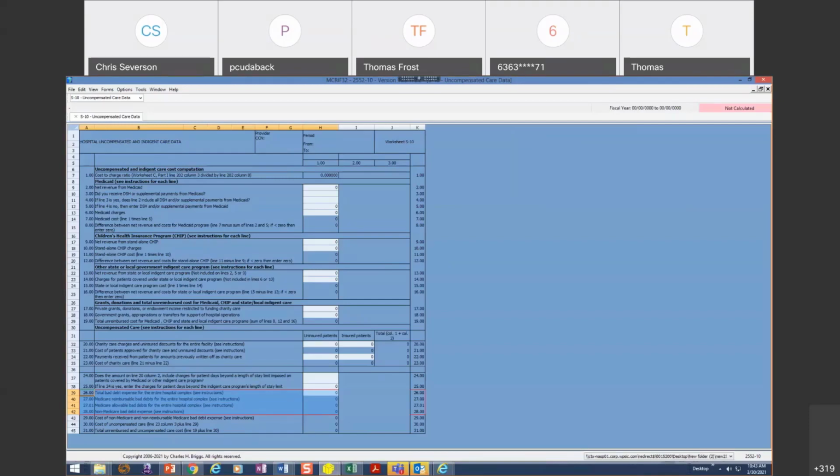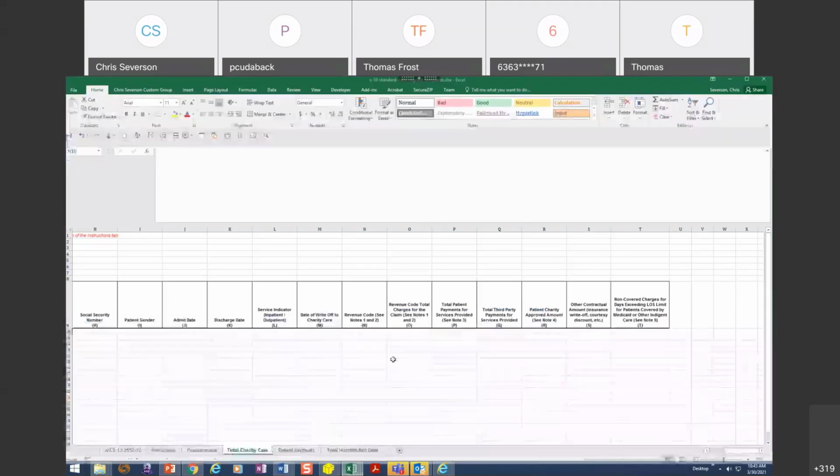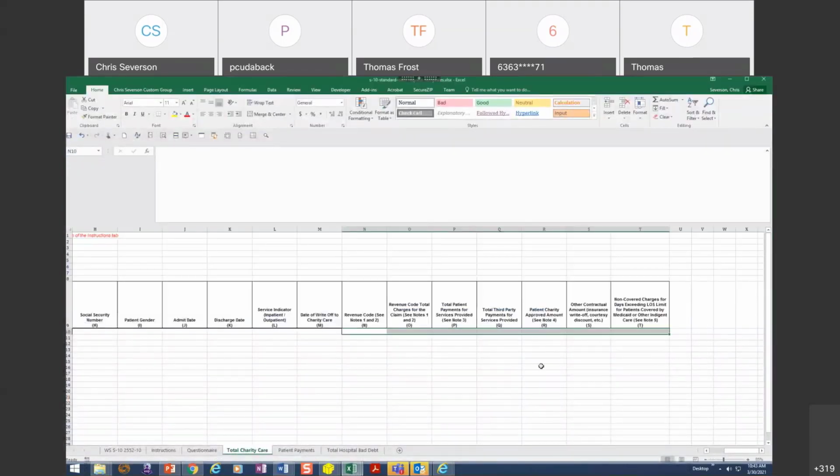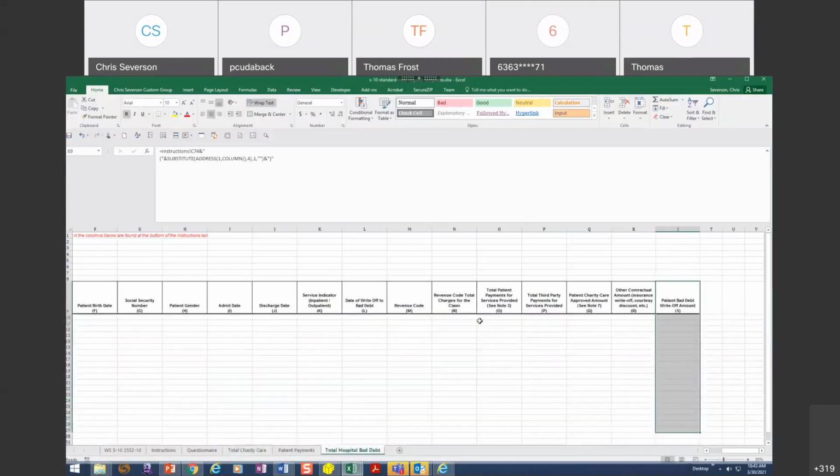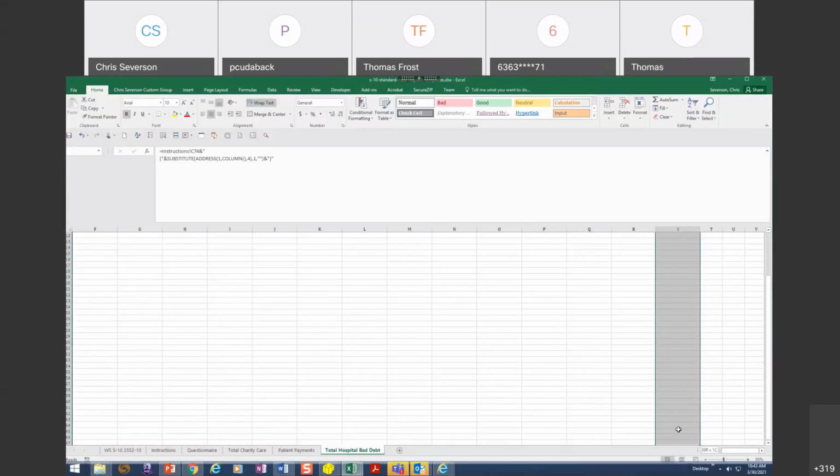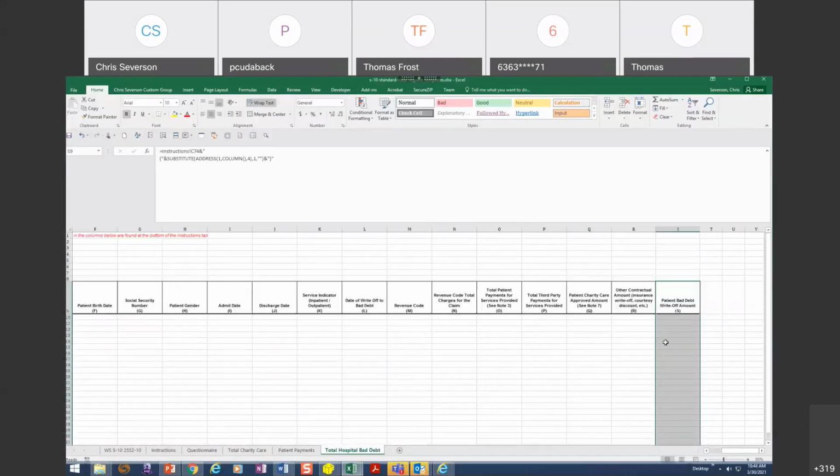And do you include all bad debt write-offs in the template, including bad debt that's not included on S10? So you're correct. In this tab, we do not want to include insurance company bad debt. This should just be actual patient bad debt. So this amount should tie to what's on line 26, and it should not include insurance companies or anything like that.